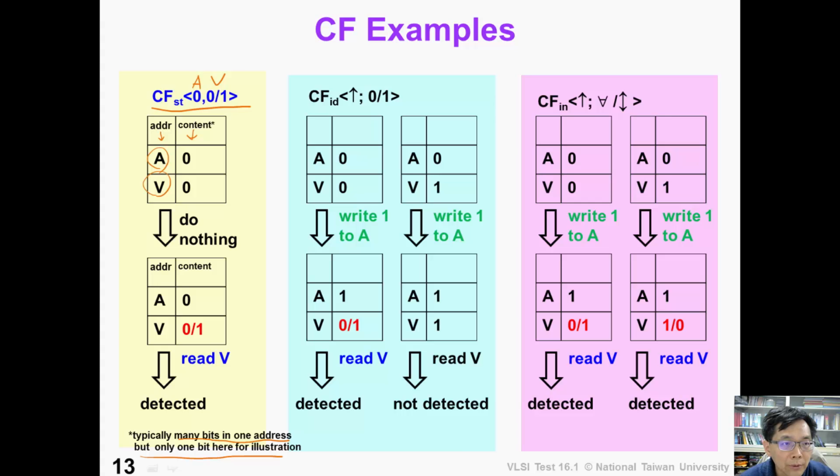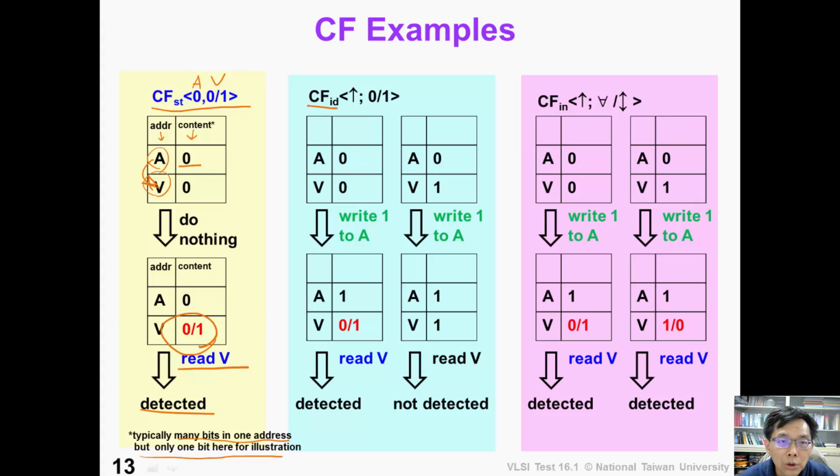If we have this fault between cell A and cell V, when the aggressor cell is 0, this would activate the fault and the victim cell will be forced to 1. If we read the content of the victim cell, we can detect the fault.